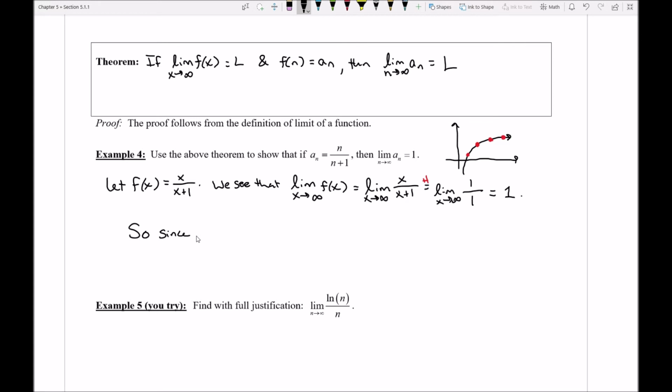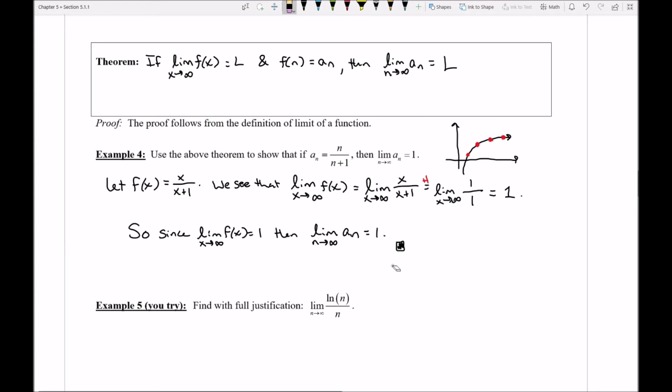I can say, though, that since the limit of f of x as x approaches infinity was equal to 1, then I know that the limit of a sub n as n approaches infinity is also equal to 1. And usually at the end of an argument in mathematics, you put something like a little square. If you're really awesome, you try to shade it in. It's just a cool thing to do. Sometimes you'll also see people write something like QED. You may have seen that before.